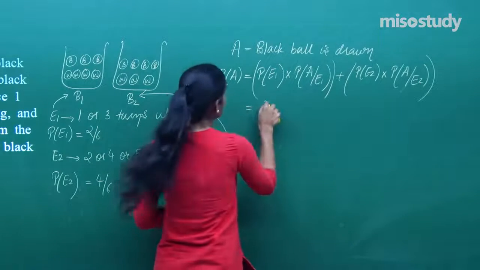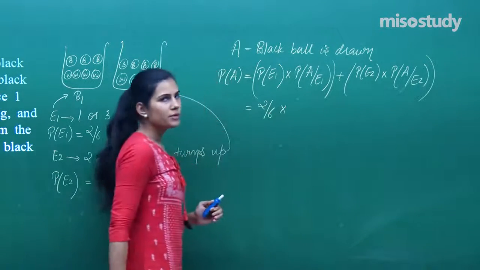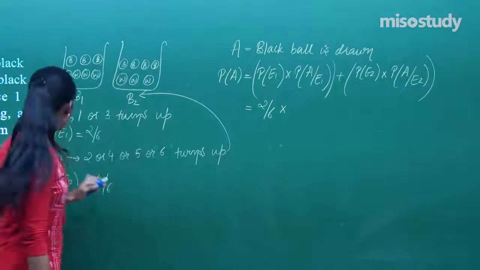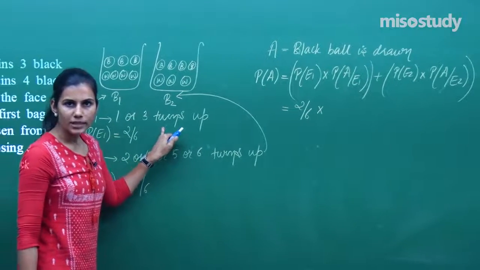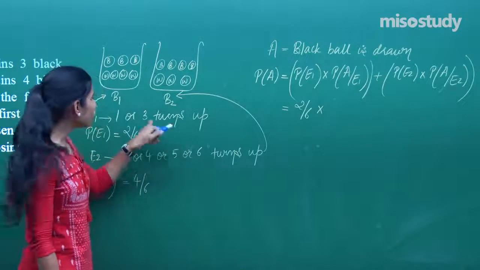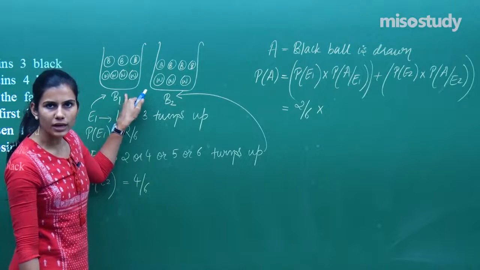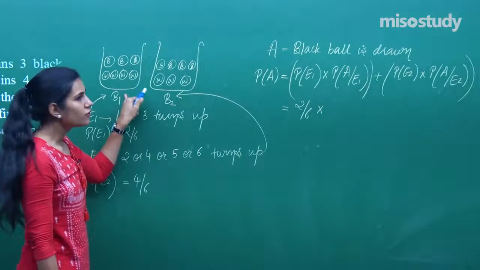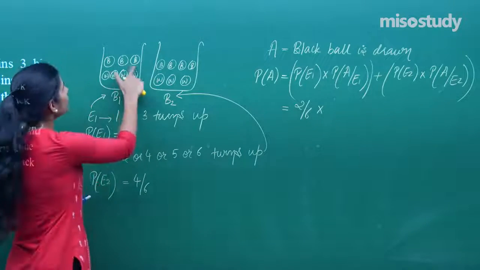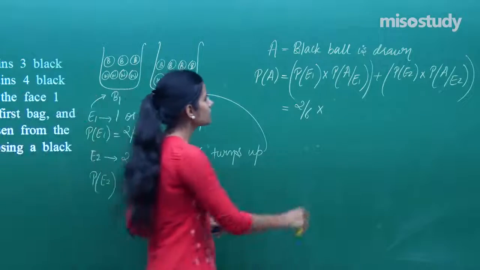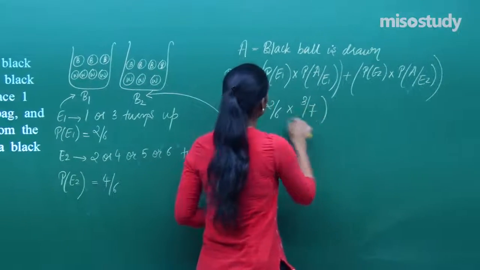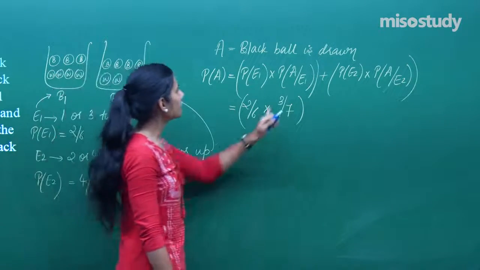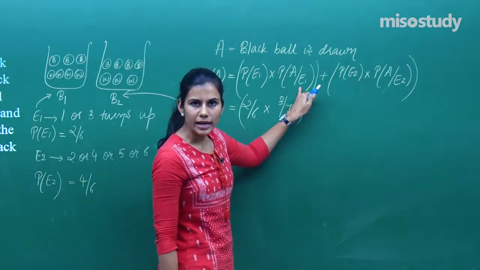Probability of E1 is 2 by 6 multiplied by probability of occurrence of event A when event E1 has occurred. That means when 1 or 3 has turned up, what is the probability that the ball drawn is a black ball? When 1 or 3 turns up, bag 1 is selected to draw the ball. That means it is being asked what is the probability of drawing a black ball from bag 1. In bag 1 there are 3 black balls out of 7 total balls. This probability is 3 by 7.